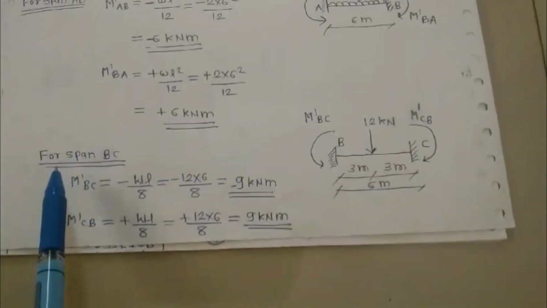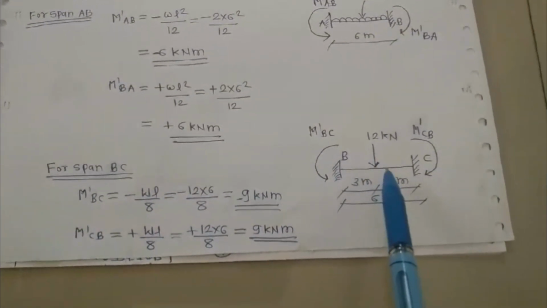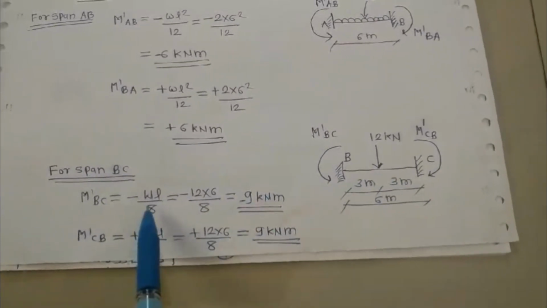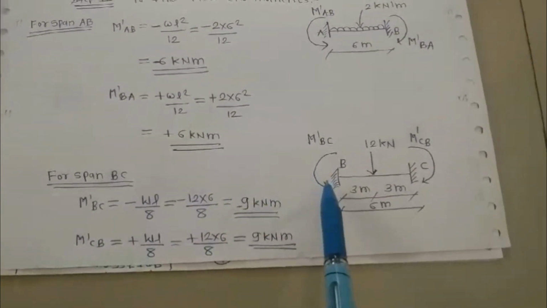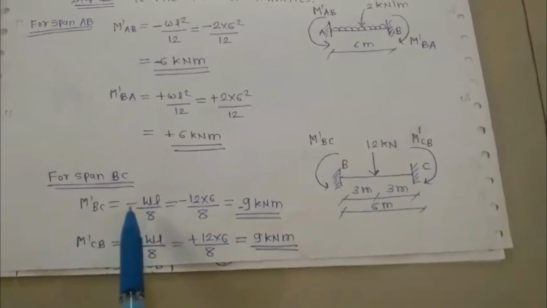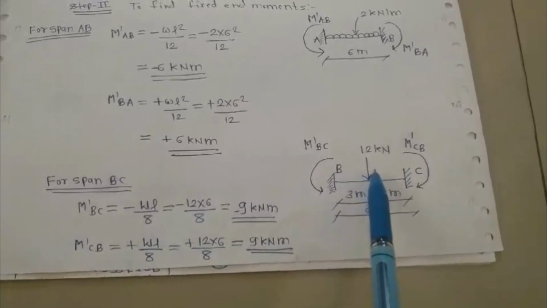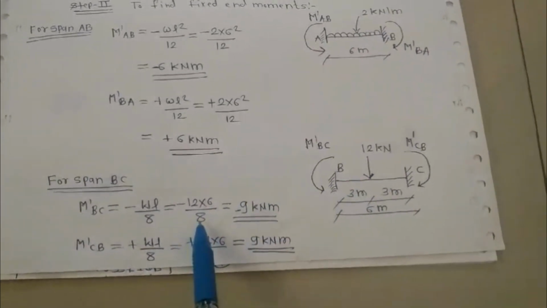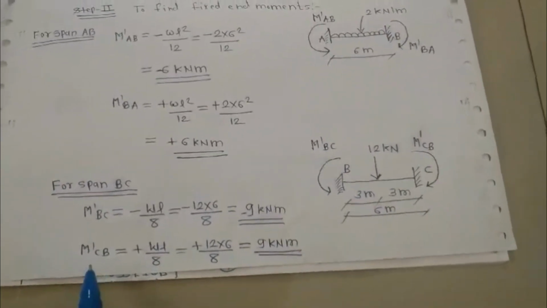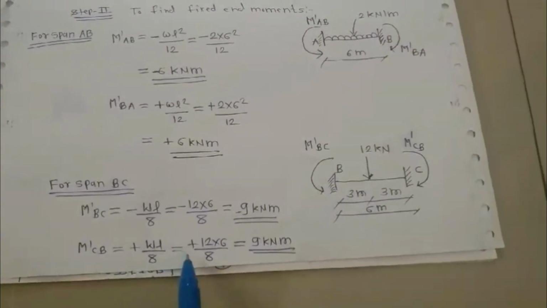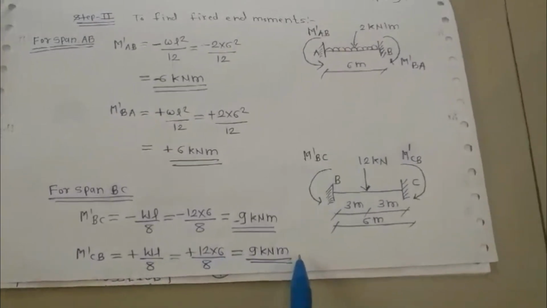Now for span BC, M'BC: if the concentrated load is acting at the center, the formula to find the fixed end moment is WL upon 8. The negative sign indicates the moment is anti-clockwise, as we have assumed, so minus WL upon 8, that is minus the concentrated load 12 into span 6 divided by 8, so you will get minus 9 kN meter, negative because of the anti-clockwise moment. And M'CB is plus WL upon 8, that is 12, the concentrated load, into 6, the span, divided by 8, so you will get 9 kN meter.